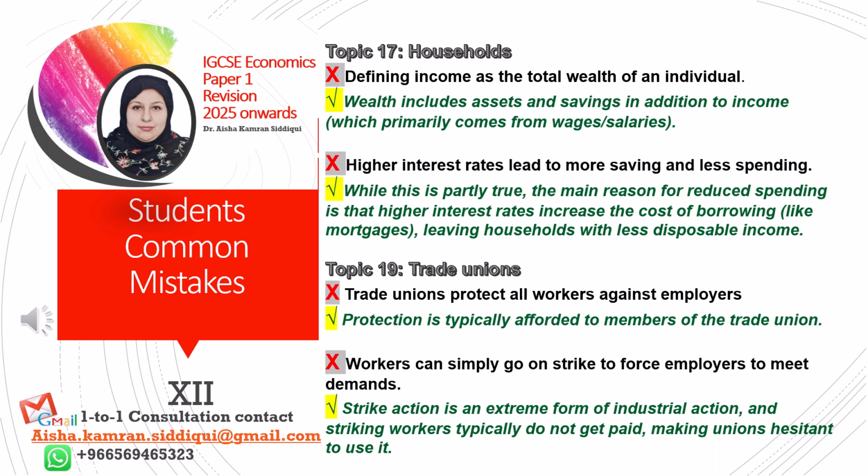In topic number 19, which is on trade unions, students tend to define trade unions as protecting all workers against employers, which is incorrect. Protection is typically afforded to members of the trade union. Second, workers can simply go on strike to force employers to meet demands, whereas strike action is an extreme form of industrial action and striking workers typically do not get paid, making unions hesitant to use it to manipulate the management.